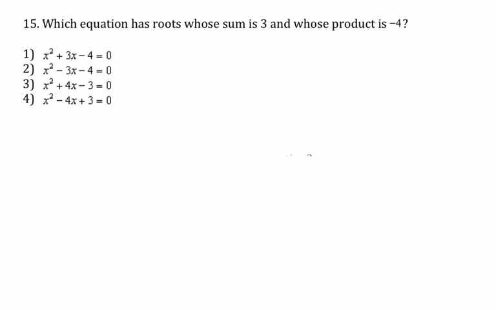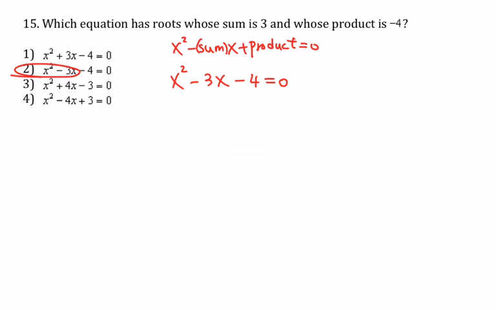Alright. Number 15. Sum has to be 3 and then product is equal to -4. Then since if you know sum and product, we can rewrite it as x squared minus sum x plus product is equal to 0. And then we have seen this one many times. So x squared minus 3x, because sum was equal to 3, and then product is -4, so we just leave them alone as it is, and which basically gives us 2 as our answer.